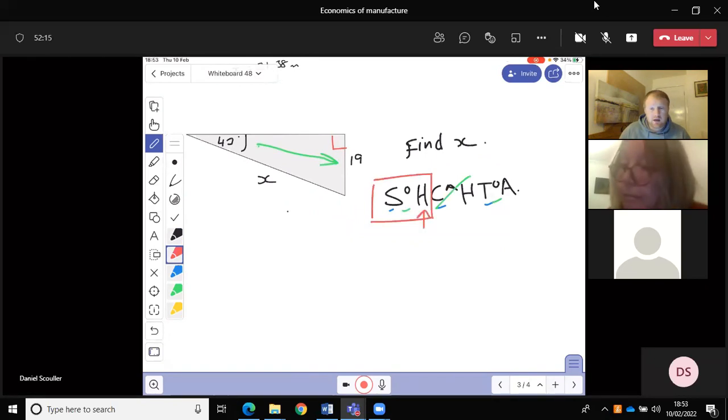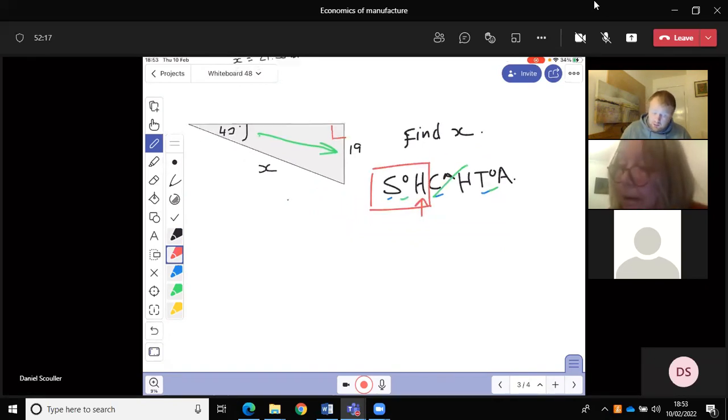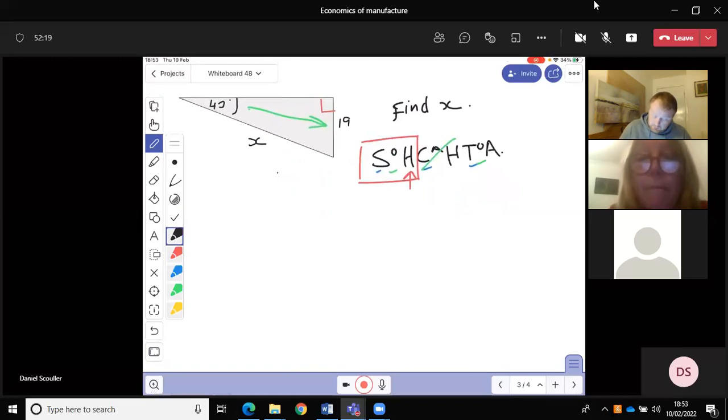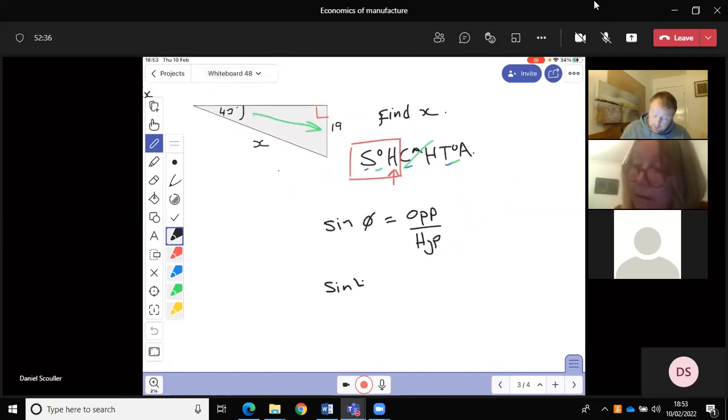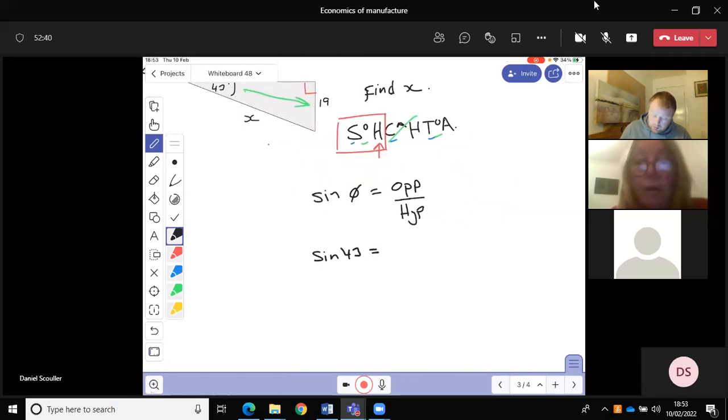So we're going to use sine again, the same thing. Sine theta equals opposite over hypotenuse. This time we've got sine 43 equals opposite, which is 19, over hypotenuse.